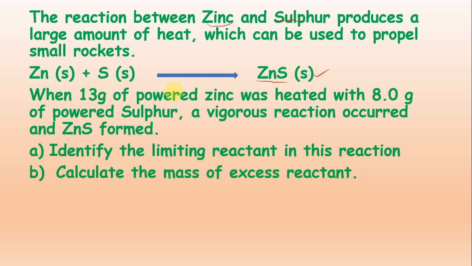When 13 grams of powdered zinc was heated with 8 grams of powdered sulfur, a vigorous reaction occurred and zinc sulfide was formed. Now identify the limiting reactant in this reaction and then calculate the mass of the excess reactant. These are the two main questions being asked. In part A, we have to identify which one, either zinc or sulfur, is the limiting reactant. Then we have to calculate the mass of the reactant which is in excess.